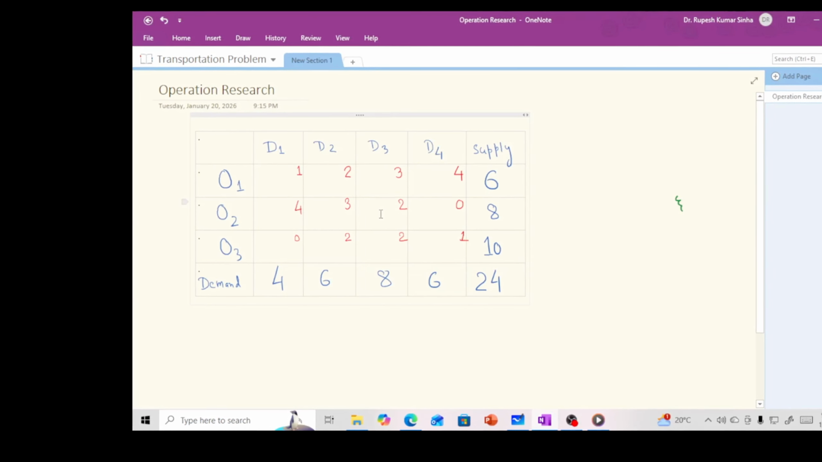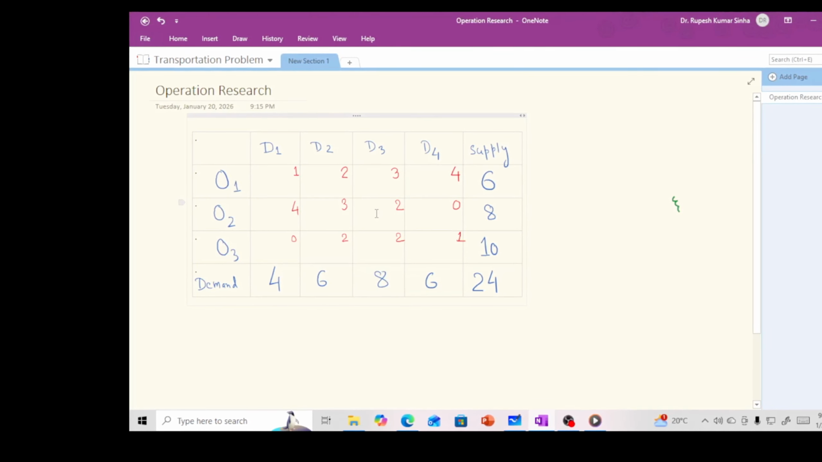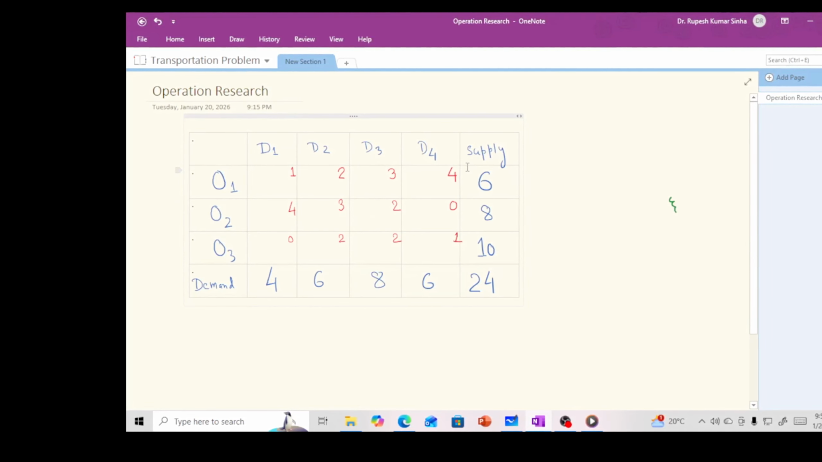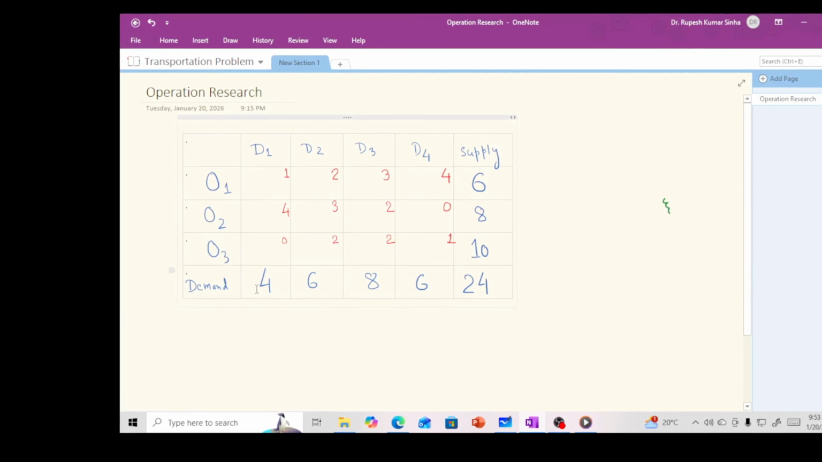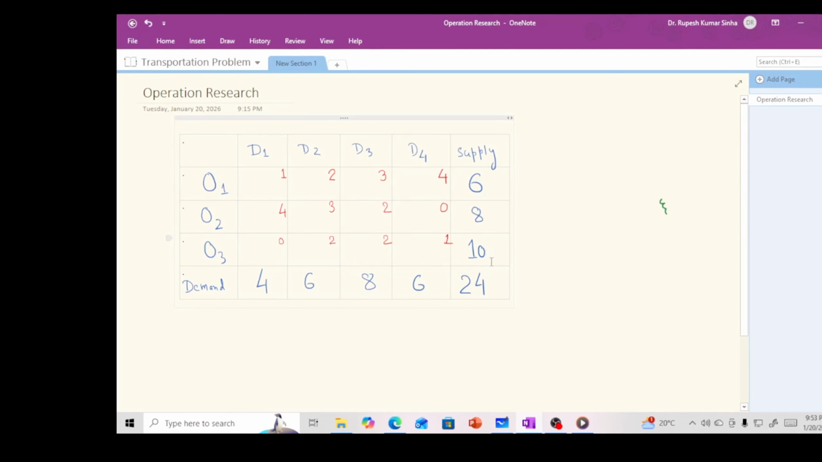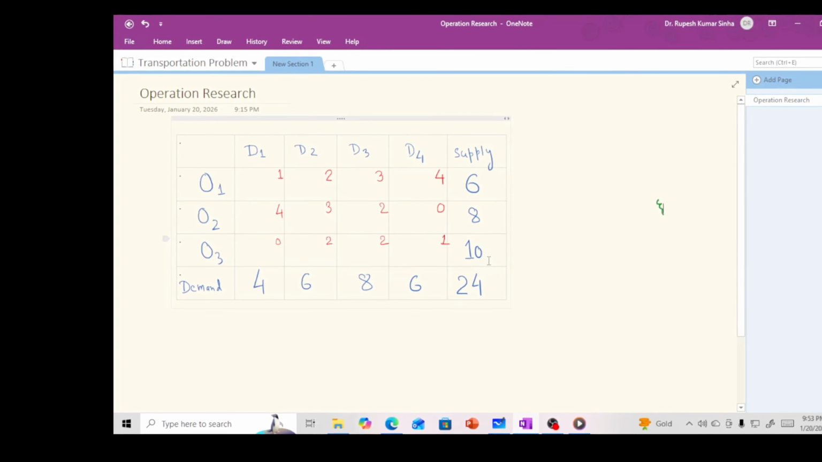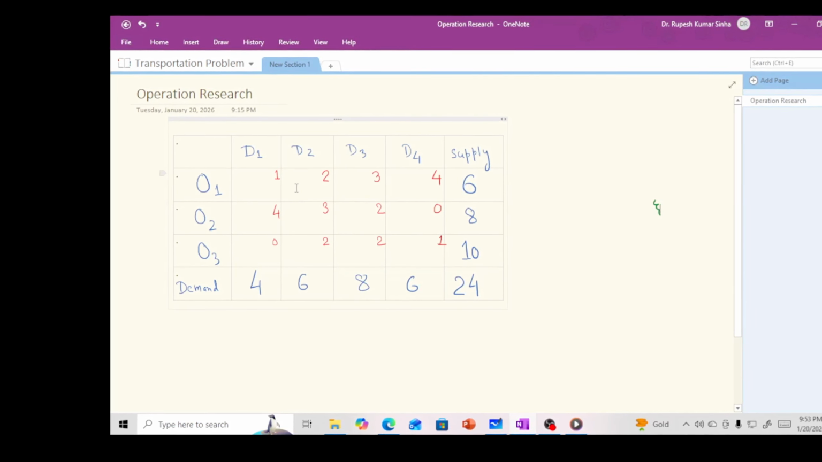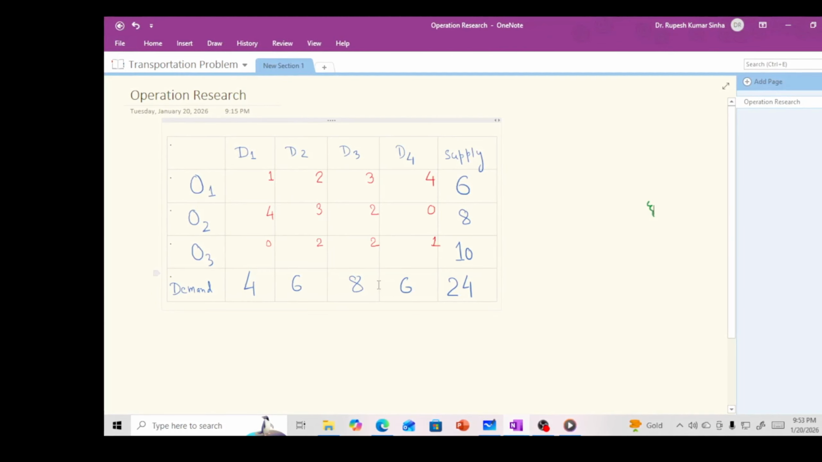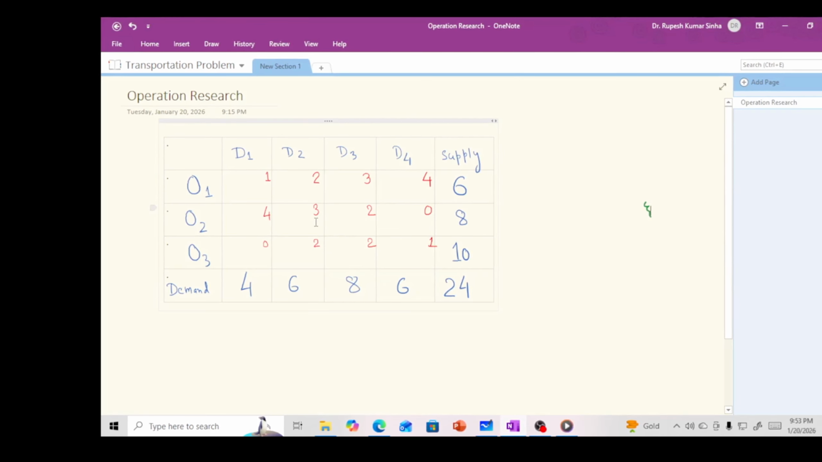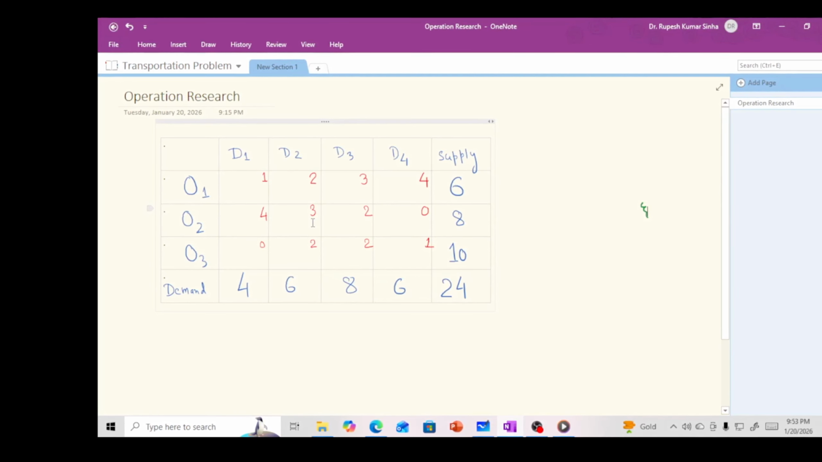A transportation problem is a type of linear programming where our objective is to minimize the cost. It means we have to take care of the demand and supply, and we have to allocate the product in such a way that all the demand is fulfilled, and at the same time we want our cost to get minimized.